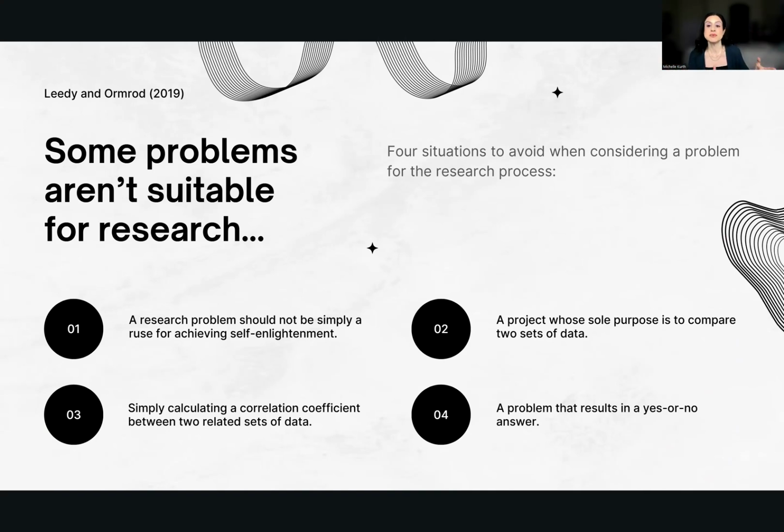The third one is just simply calculating a correlation coefficient. And we'll talk a little bit about that when we get into quantitative research methods later on in the semester. But just calculating a correlation coefficient to see if there's a relationship or how strong that association is between two related sets of data, that's not necessarily adding to the existing body or advancing knowledge in that area. And then finally, a problem that results in yes or no, right? That's an easy one. We don't want to just have a yes or no. We want to continue to find additional areas of study and recommendations for future research, because again, researchers want to advance knowledge in these areas.